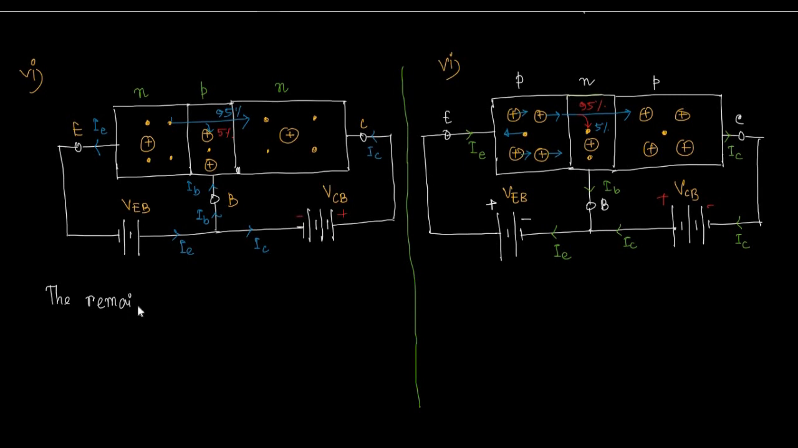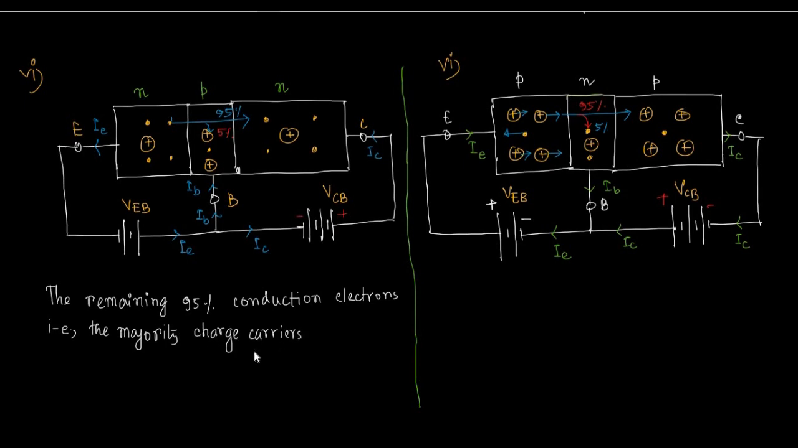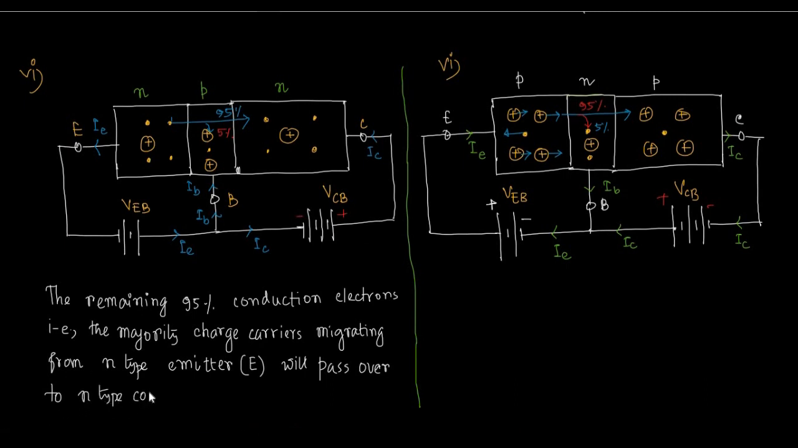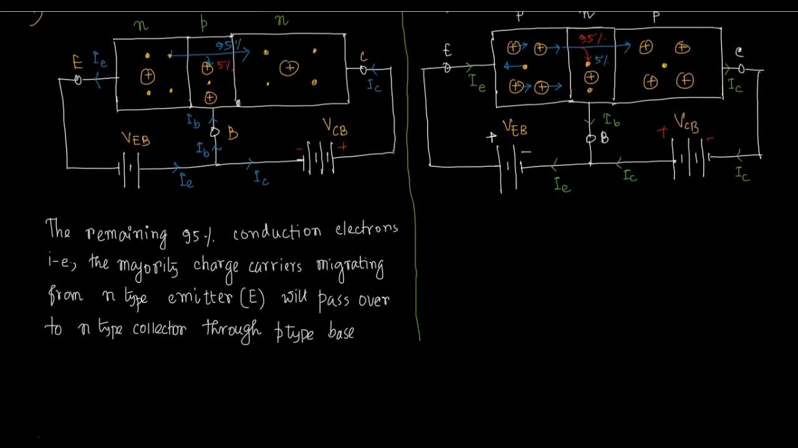The remaining 95% of conduction electrons, that is, the majority charge carriers migrating from the n-type emitter, under bracket E, will pass over to the n-type collector through the p-type base.